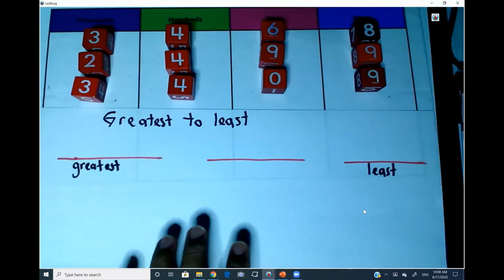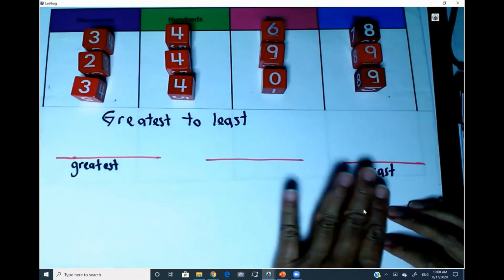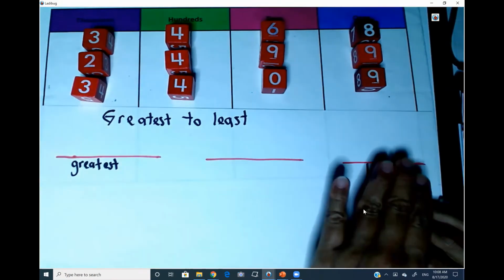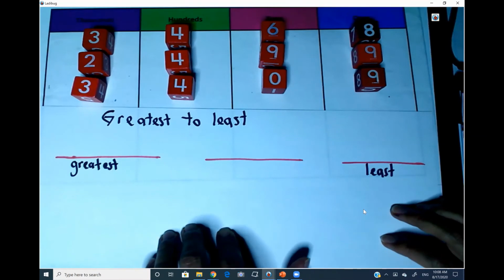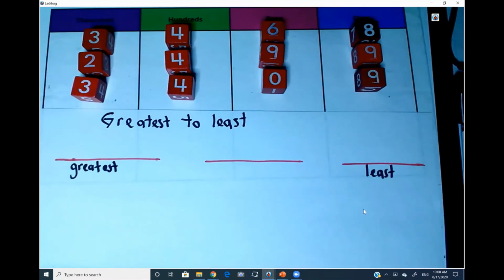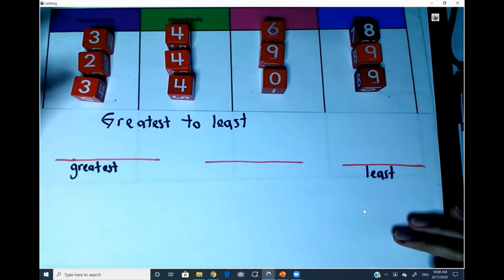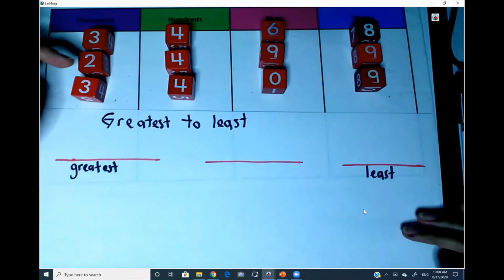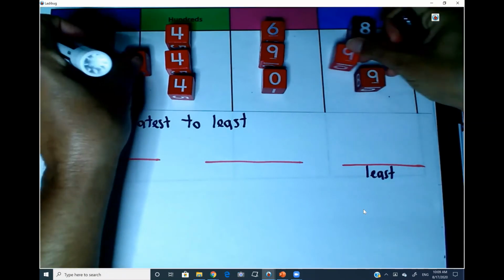Now we're going to order 3 numbers from the greatest to the least. In these lines, the greatest number is going to be here, the middle number here, and the least number has to be here. Now to do that, we're going to do very similar to what we did before. Because we're looking for the greatest number, we're going to look first at the thousands. And when I look at the thousands, I see that the 3,000 is greater than 2,000. So that means automatically, because the 2 is the least number, this is going to become my least number.